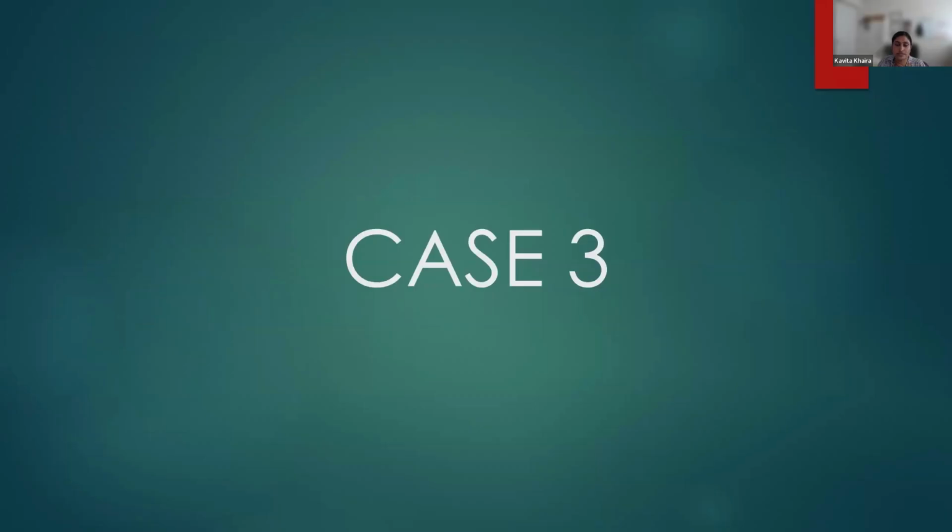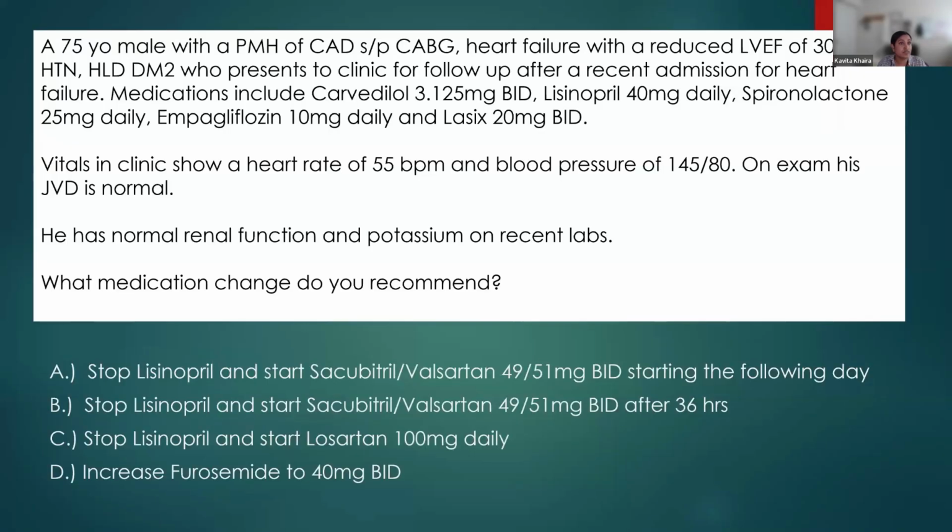All right, case 3. We have a 75-year-old male with a past medical history of coronary artery disease, status post-CABG, heart failure with a reduced ejection fraction of 30%, hypertension, hyperlipidemia, diabetes, who presents to clinic for follow-up after a readmission for heart failure. Medications include carvedilol 3.125 BID, lisinopril 40 milligrams daily, spironolactone 25 milligrams daily, empagliflozin 10 milligrams daily, and Lasix 20 milligrams BID.